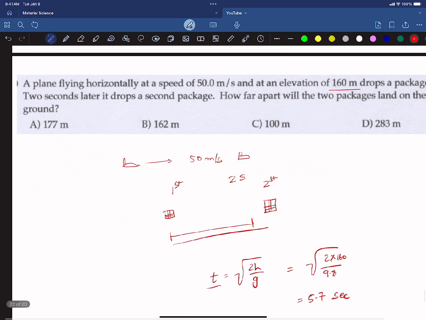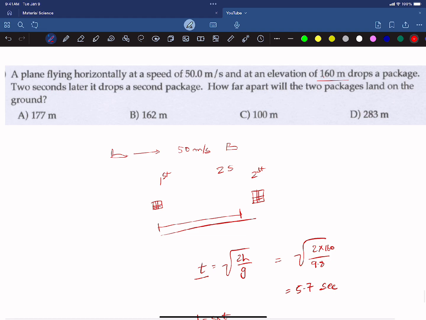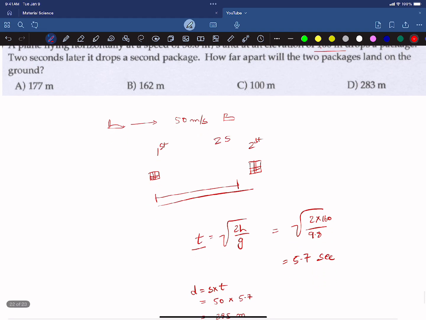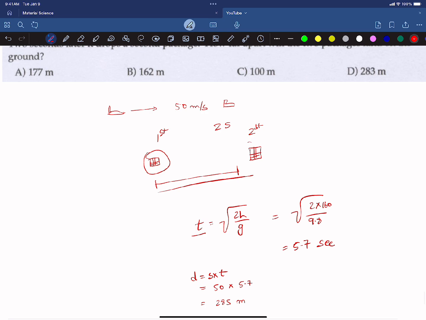Now let's move on to the second question. A plane flying horizontally at a speed of 50 meter per second and at an elevation of 160 meter drops a package. After 2 seconds it drops another package. Now how far apart will two packages land on the ground? So basically they're asking the distance between these two packages. This is the one package, this is the second package, and it's traveling horizontally with the speed of 50 meter per second.